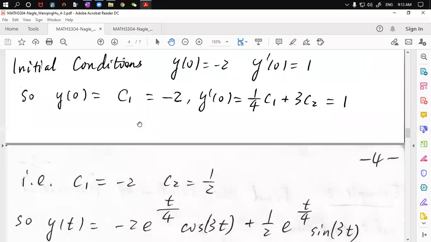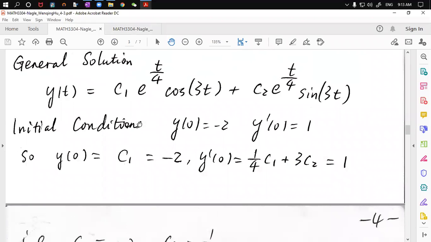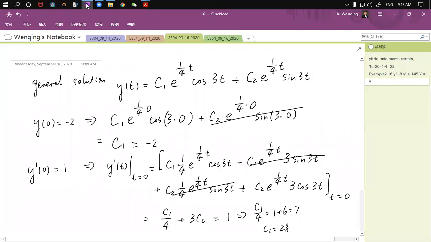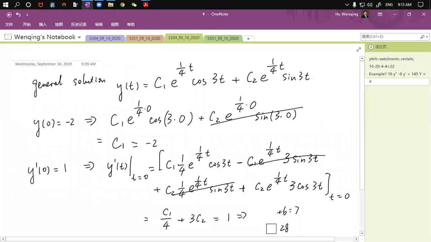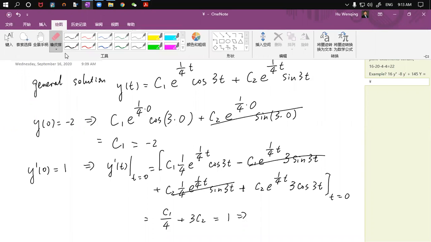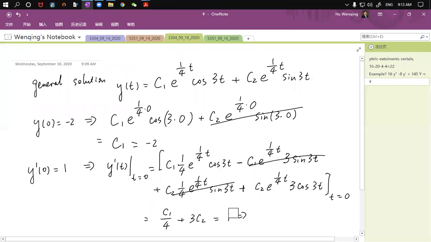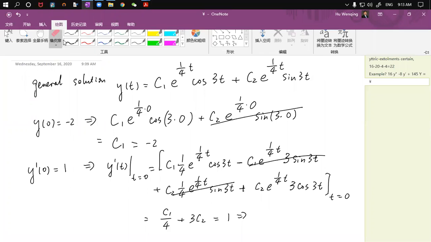So sorry. Here I have 1 over 4 c1 plus 3 c2 is equal to 1. So here I have to calculate this. c1 is -2, sorry. So that's going to flip things around. That's not going to really take your c1, but here c1 is already known.